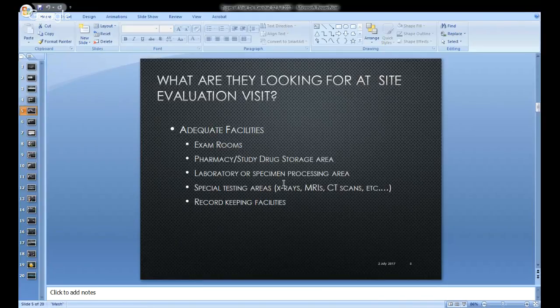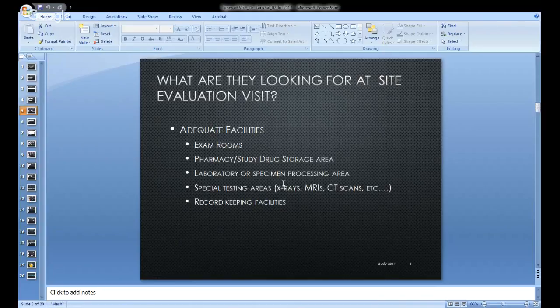Laboratory or specimen processing area. Now, when we talk about laboratory, we all understand that nowadays clinical trials do prefer to have a central laboratory across the country, or if it is a global trial, across the globe, one central laboratory to have standard results being generated, and not having multiple different normal ranges.